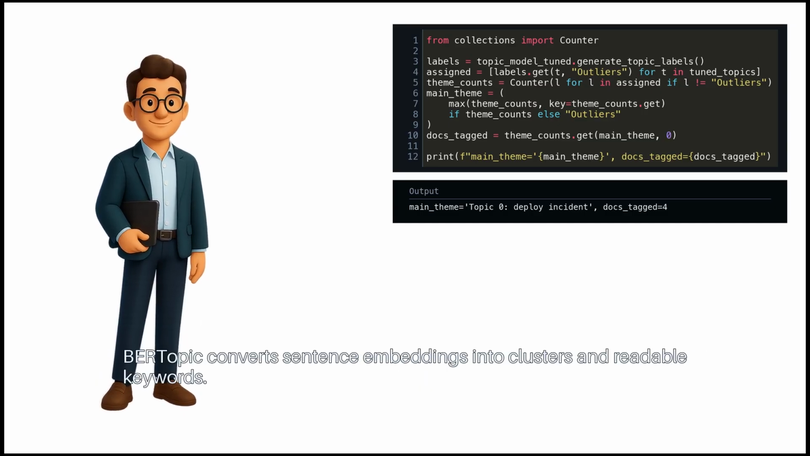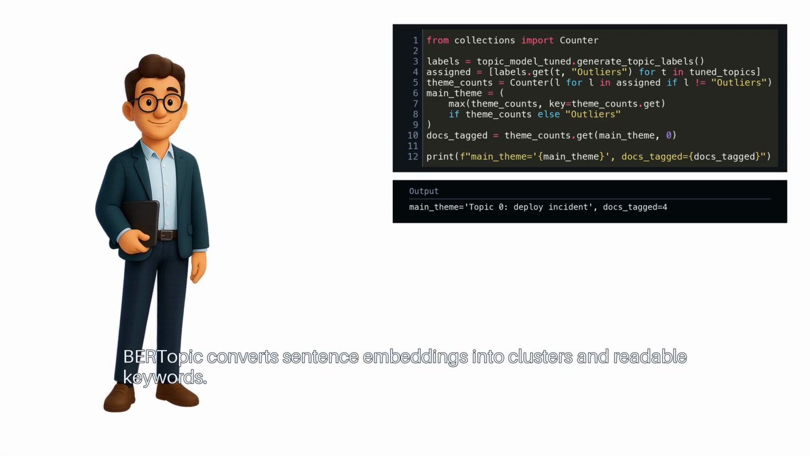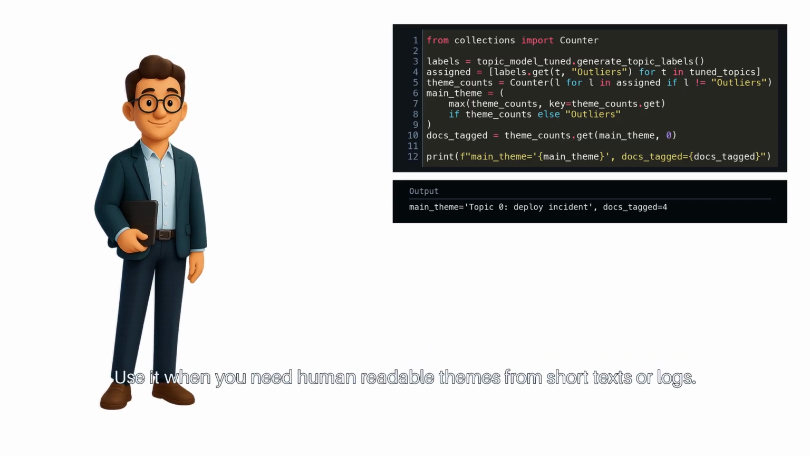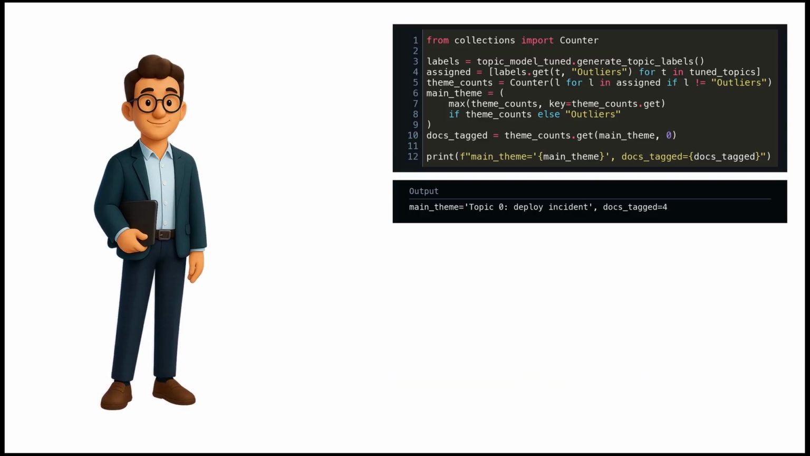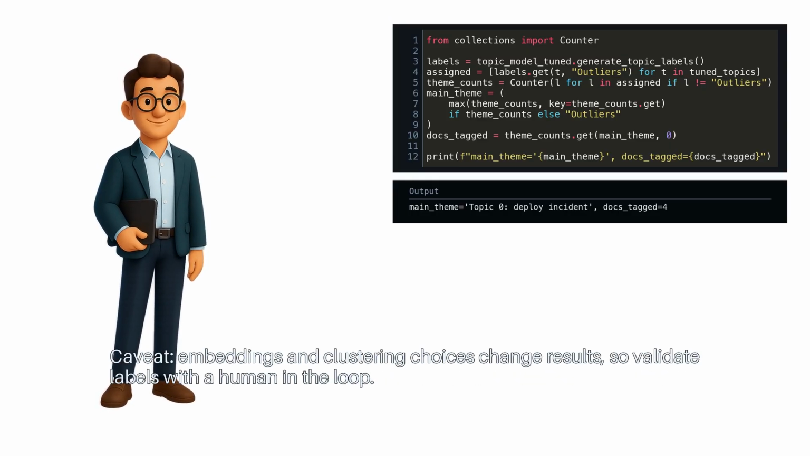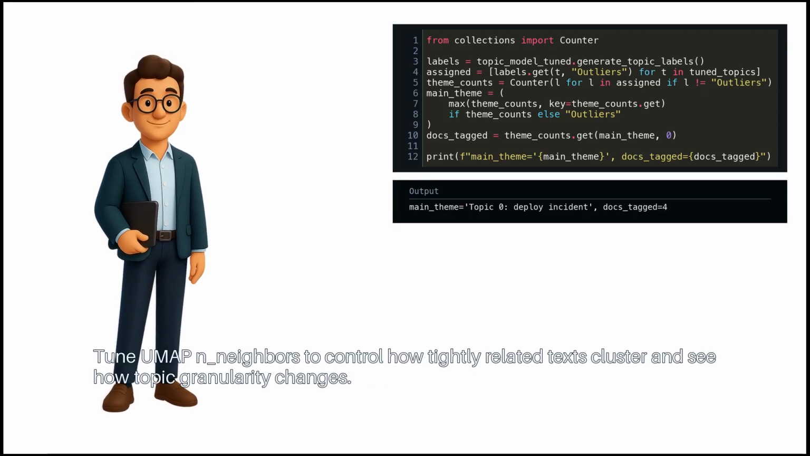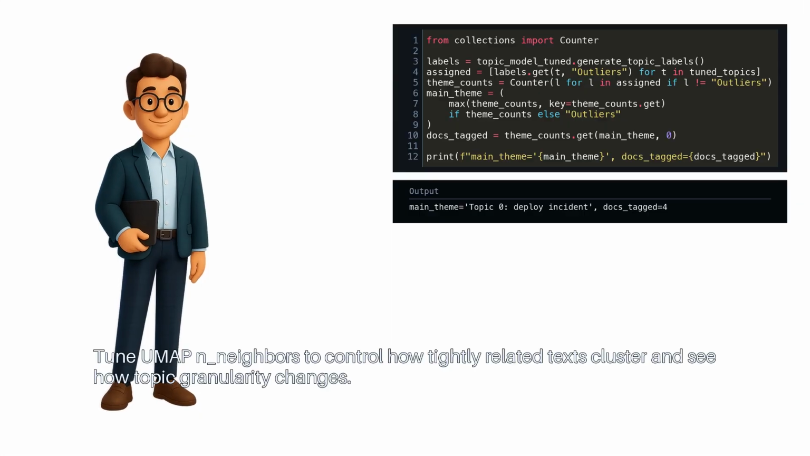Recap: BERTopic converts sentence embeddings into clusters and readable keywords. Use it when you need human-readable themes from short texts or logs. Caveat: embeddings and clustering choices change results, so validate labels with a human in the loop. Next step: tune UMAP and neighbors to control how tightly related texts cluster and see how topic granularity changes.